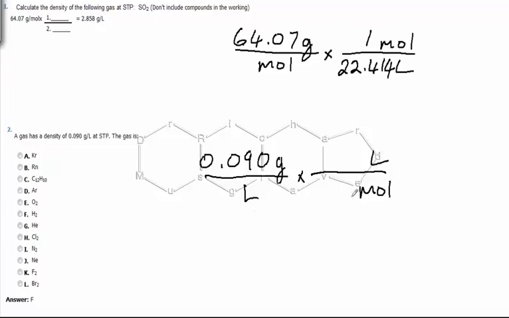Now the relationship here, because again it's at STP, is that 22.414 litres over 1 mole. And what that's going to do is it's going to give us our molecular weight, which will tell us which of these gases we're actually dealing with. It's going to come out to somewhere close to 2, which is the molecular weight for hydrogen.